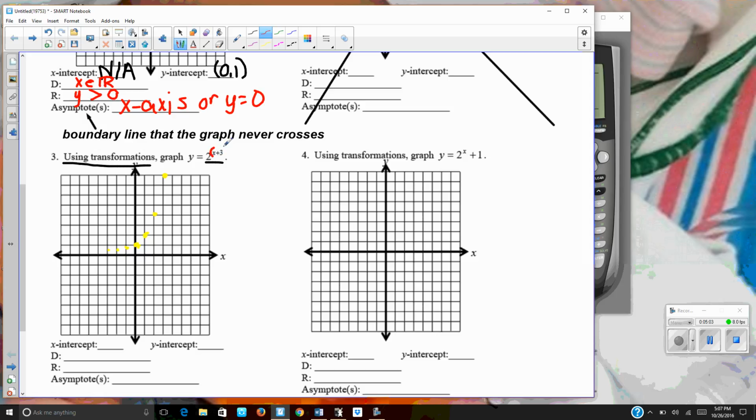Remember from a couple units ago, if the number is on the inside, and this plus 3 is on the inside of the exponent, then it shifts the parent function horizontally. And if it's a plus 3, I about wrote it the wrong direction, it's going to shift the parent function left 3 units. So what we're going to do is take those parent function points and shift them left 3 units.